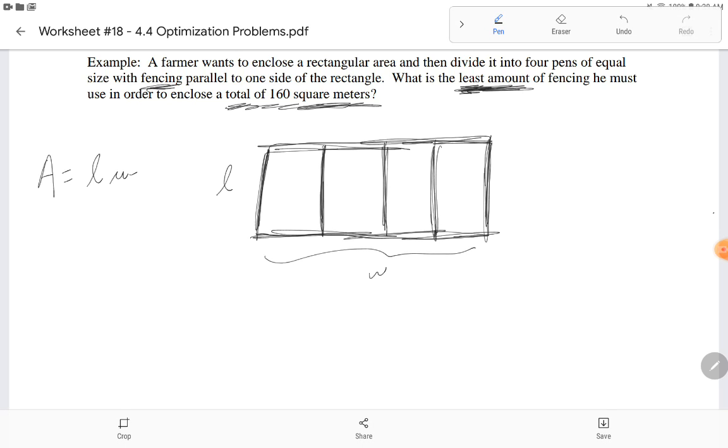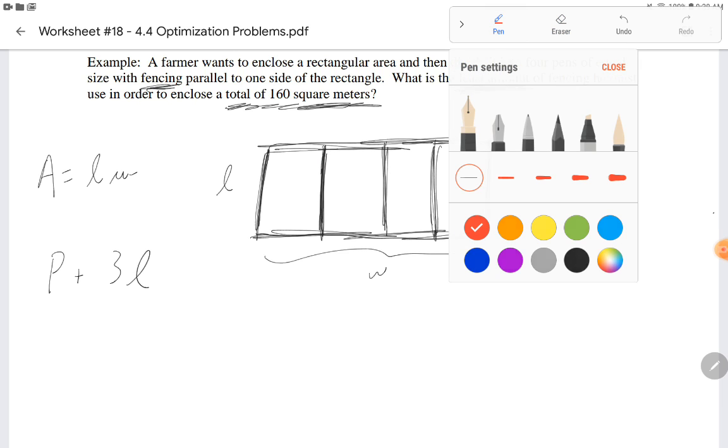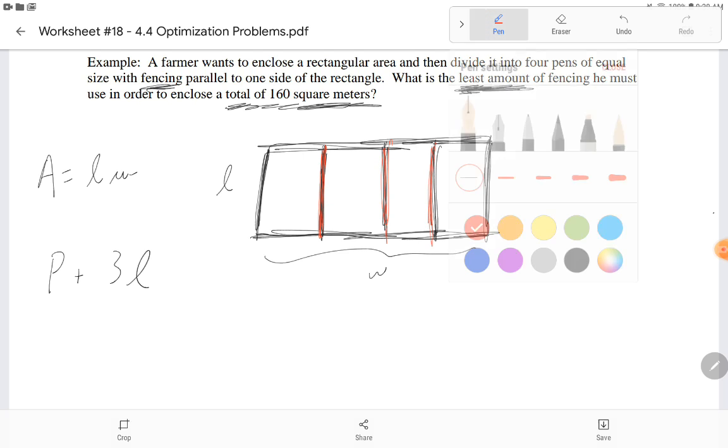So if I want to put this all in terms of the same variables, right? Essentially what we're doing is perimeter plus 3L. We're doing the perimeter of the whole thing plus 3 additional middle pieces that I'm going to highlight here in red, let's say. So it's like these 3 red pieces plus the perimeter. Hopefully you guys can see that, right?